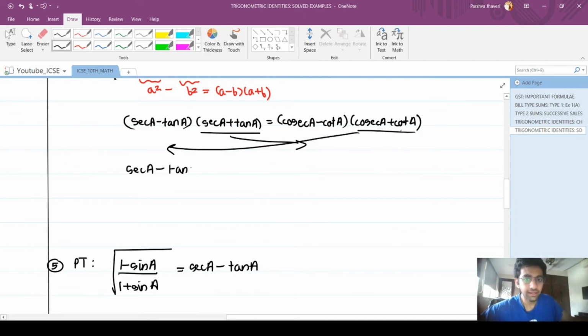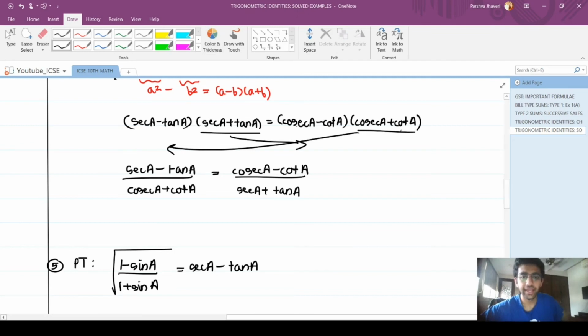Sec A minus tan A upon cosec A plus cot A is equal to cosec A minus cot A upon sec A plus tan A. This is your final answer. This is your final answer, hence proved.